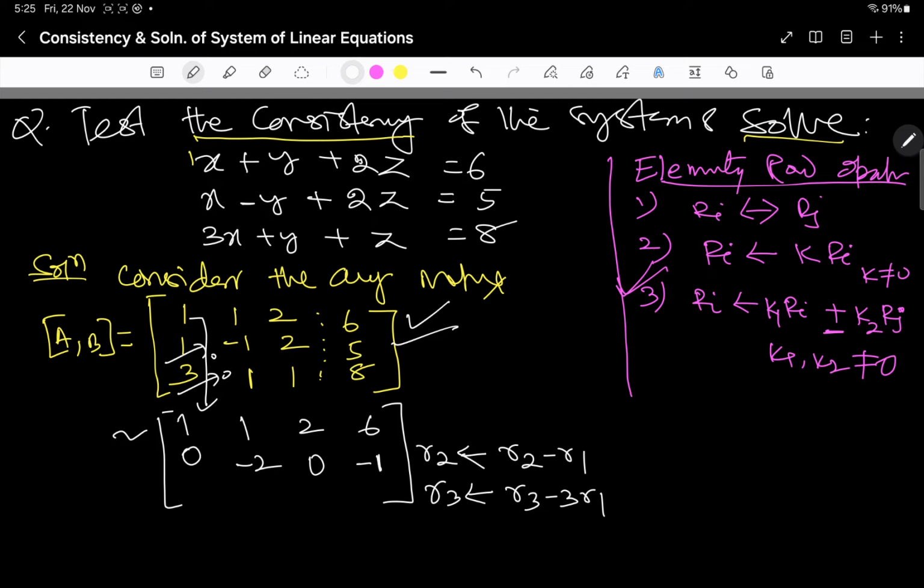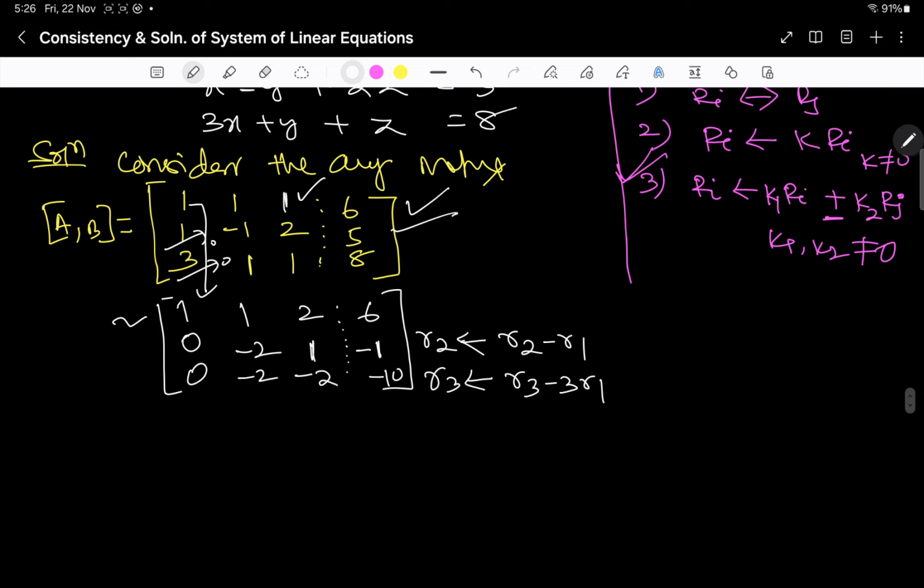In the question actually it is Z only. So this is 1 here, this is 1 here, and 2 minus 1 is 1. Now coming to R3 minus 3R1, it will give you 0, minus 2, 1 minus 3 is minus 2, and it is minus 2, and here minus 10. Just separate it by a dotted line. So now again what we have to do, we use this position to make this position 0.